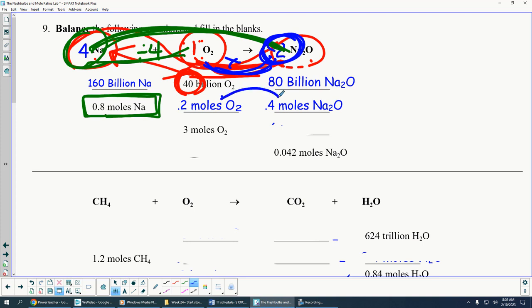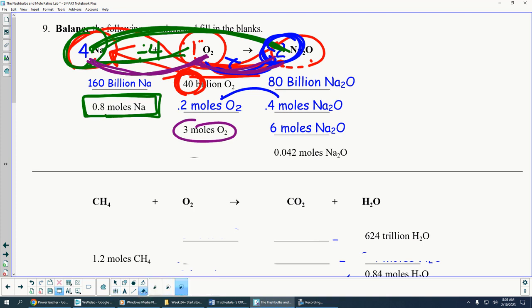Let's try another one. If I have 3 moles of oxygen, I'm going to go to the product first. That's a 1 to 2. I will make twice as many sodium oxides, so I'm making 6 moles of sodium oxide here. And if I wanted to go backwards, this is a 1 to 4. I'm going to need 4 times as many moles of oxygen, though, to get it started.